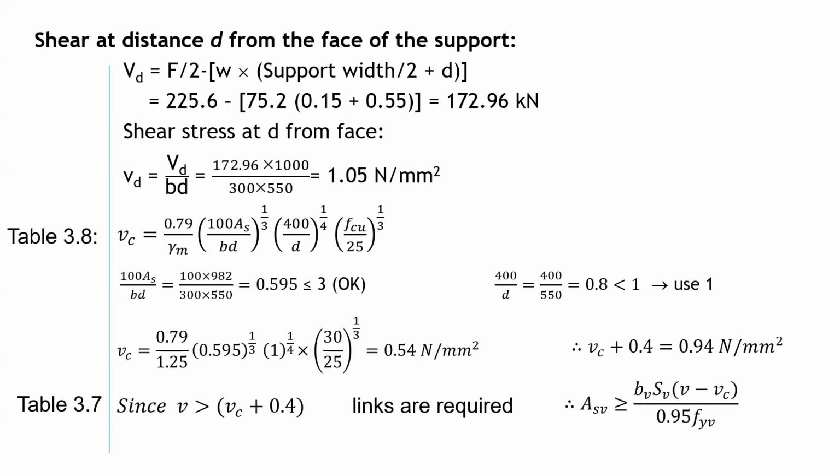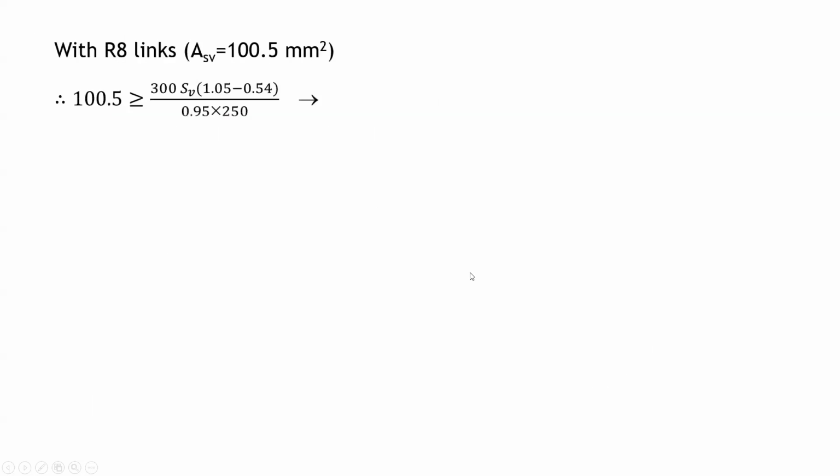So we have to use the equation for that, which is this equation. Asv is greater than or equal to bv sv times (v minus vc) divided by 0.95 fyv. The v small here will be the vd that we just calculated, 1.05. vc is 0.54. bv is known, which is the width of the beam. In this case, it is 300. And fyv is the yield strength of the links. And Asv will be the area of the links. We have to assume the Asv, and we therefore will be able to get the spacing. Let's do that in the coming slide.